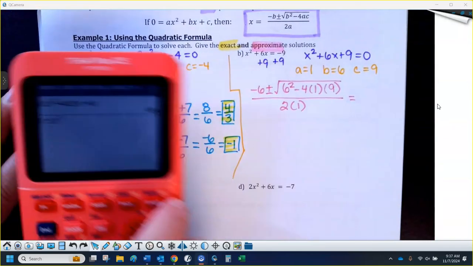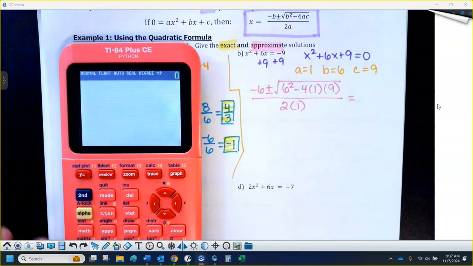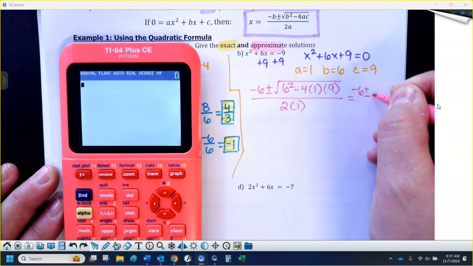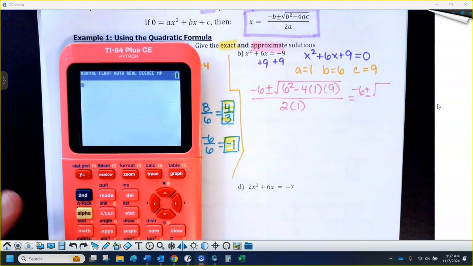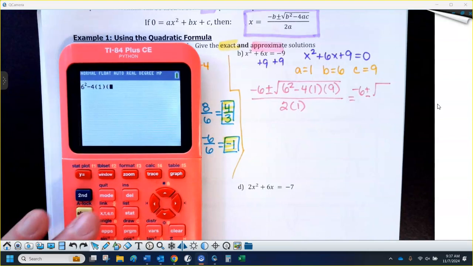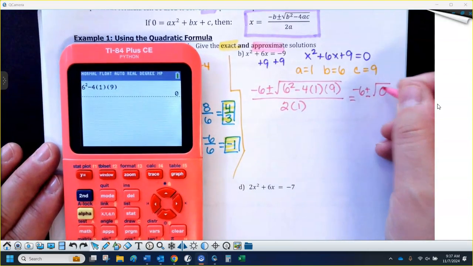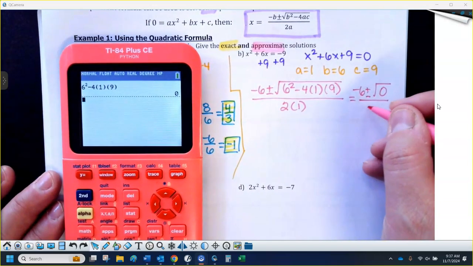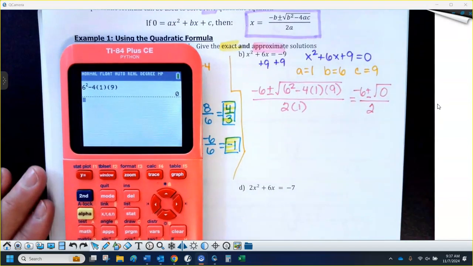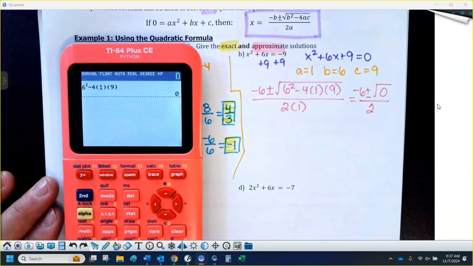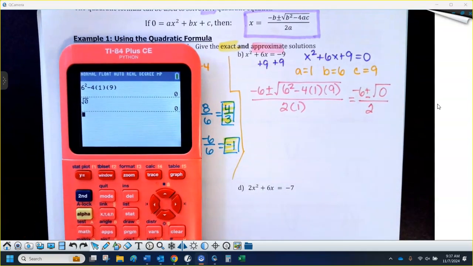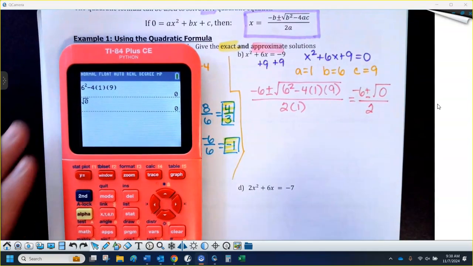Now, this one's just a little bit different than the previous question, but what I do is try to simplify what is under the square root. So don't include the square root. I'm just going to do 6 squared minus 4 times 1 times 9. That actually is 36 minus 36, so that's 0. Can I take the square root of 0? You can. 0 is its own square root, right? 0 times 0 is 0, so 0 is actually kind of a perfect square.